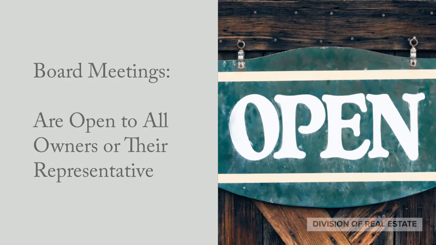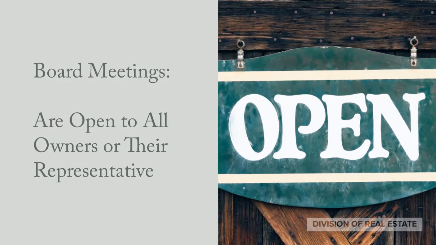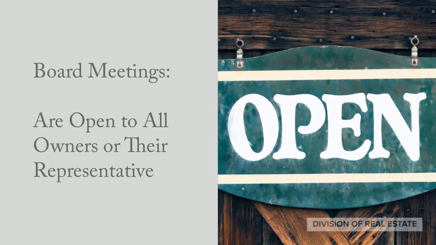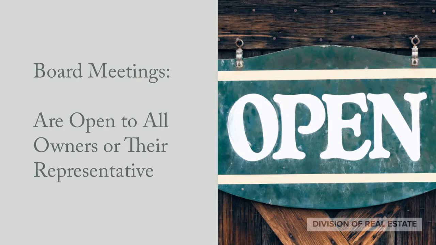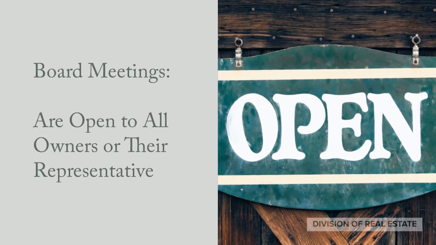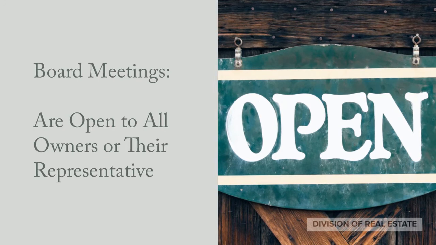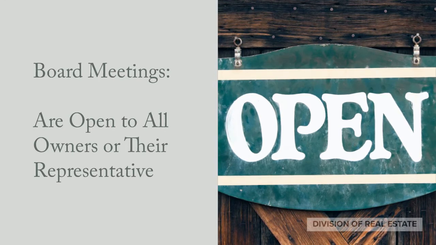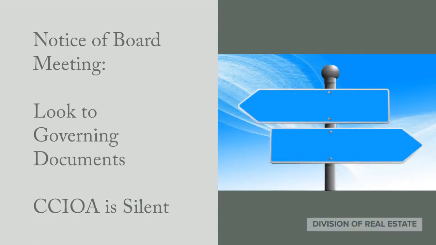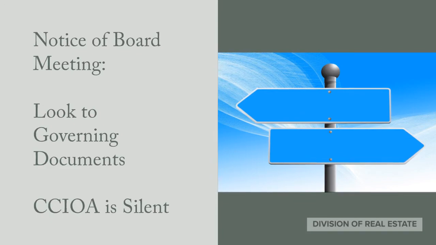All regular and special meetings of the association's executive board or any related committees are open by law to attendance by all members of the association or their designated representatives. The law also requires that agendas for board meetings be reasonably available for examination by the unit owners. There is no requirement that the board provide notice to the homeowners of board meetings unless provided in the governing documents. The CCIOA law is silent on the notice requirements for executive board meetings.